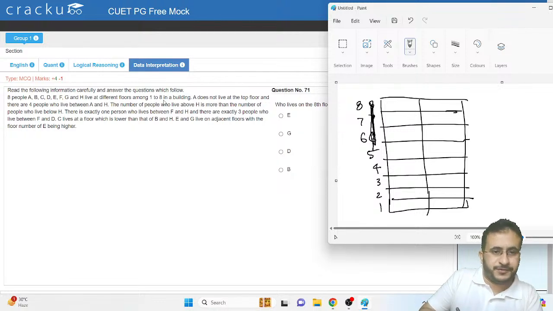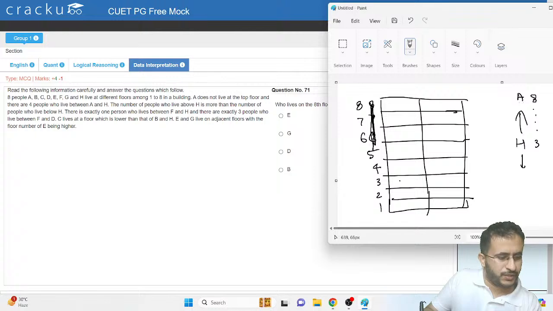So 8 floors. A does not live on the top floor, and there are 4 people between A and H. The number of people who live above H is more than the number of people below H. So above H is more than below H, which means H is in the lower half. So H can be here. And 4 people between A and H. If we put H at 3, then 1 2 3 4, A would be 8, so it is not possible. So H can be at 2 or H can be at 1. If H is at 2, A will be at 7. If H is at 1, A is at 6, right? So H and A are fixed.